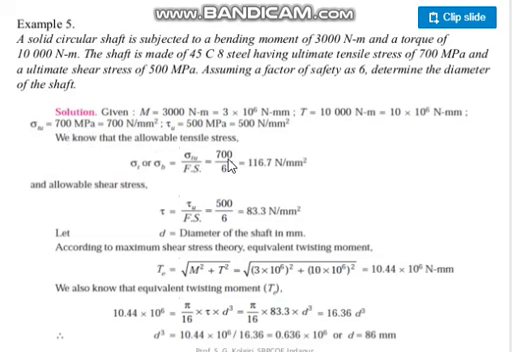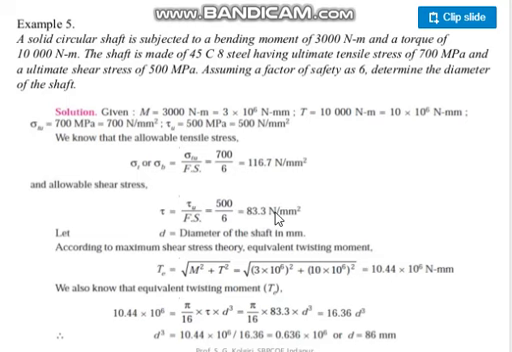Sigma TU is 700, and 700 by 6 is 116.7 Newton per millimeter square. Then we have to find out the allowable shear stress. Allowable shear stress is ultimate shear stress upon factor of safety. Then we'll get 83.3 Newton per millimeter square. So now these are the permissible stresses. You see, one step is more. If this is directly given in the problem, we need not do this. But here allowable stresses are not directly given, therefore we have found them out.